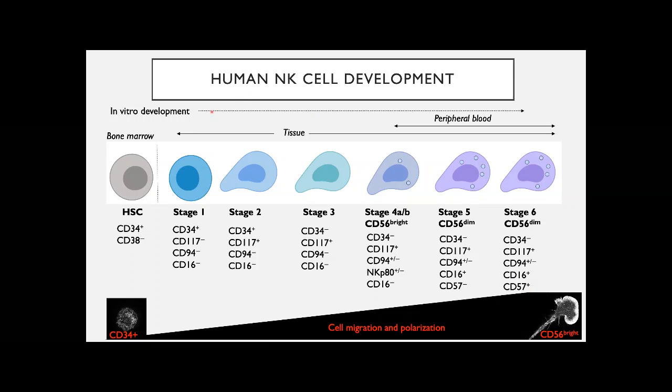Now, we can also recapitulate this in vitro, and when we do that, we take CD34 positive precursors from a variety of sources, either from induced pluripotent stem cells or embryonic stem cells, or from cord blood, or from peripheral blood, and we co-culture these with stromal cells in the presence of cytokines. When we do that, these cells progress through development in a very similar way to what we find in tissue. So it's a process that takes about 4 weeks.